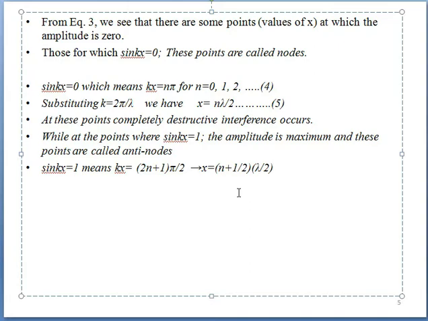N is equal to 1, so 3 by 4 lambda, again you have a constructive interference. N is equal to 2, so x is equal to 2 plus 1 over 2, 5 by 2 into 1 over 2, 5 by 4 lambda, you again have a constructive interference. So at these points the amplitude will be maximum, that is, the amplitude of the standing wave varies with position.